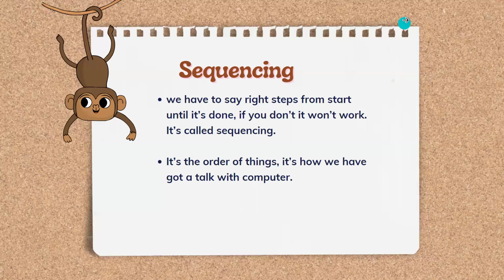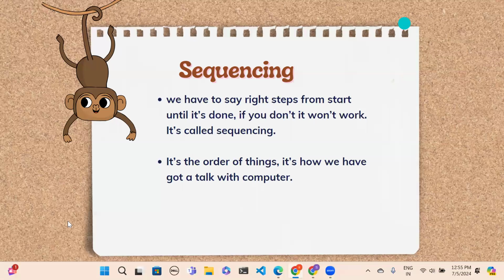Let's repeat it. Sequencing. Now we have done reading, now sequencing. What is sequencing? In simple form, we have to say the right steps from start until done to the computer. If you don't, it won't work. It's a sequencing. It's an order of things. That's how we have to talk with the computer. If you convey the steps incorrectly, your program will not run.